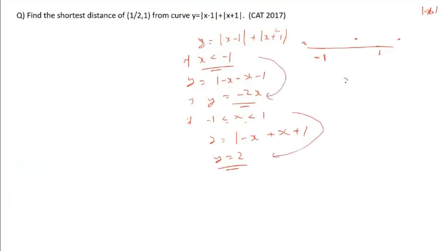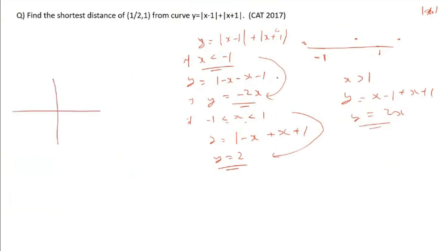The third region is x greater than 1. Obviously x minus 1 is a positive number, so no need to worry here. x plus 1 will also be a positive number, so it is just 2x. Now for every interval of x, we have an equation. So what will the graph be like?